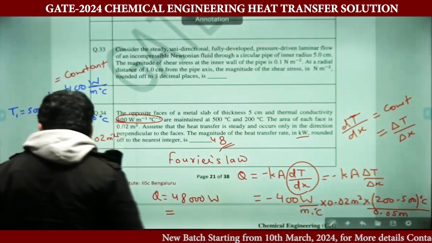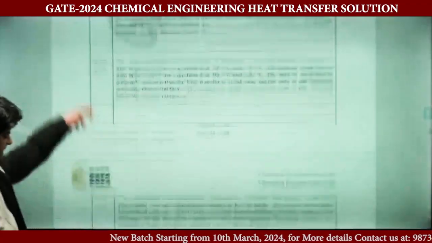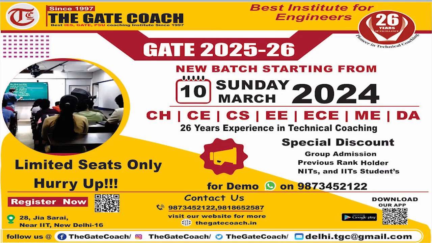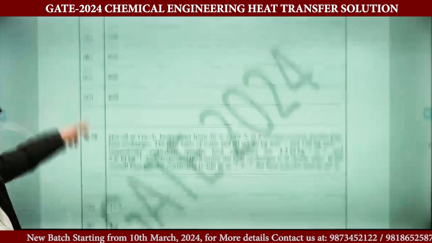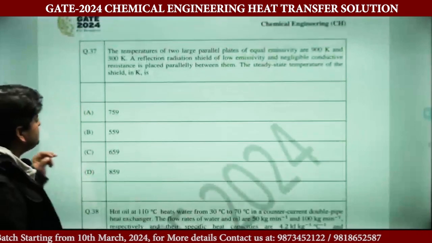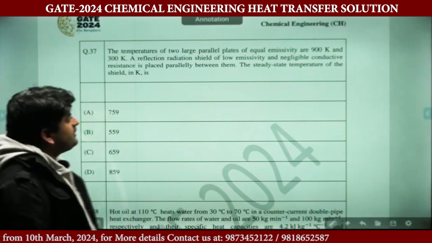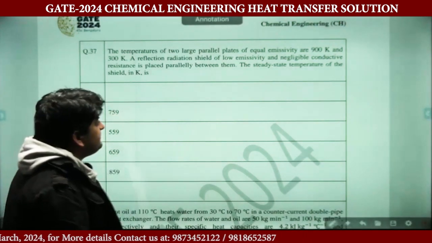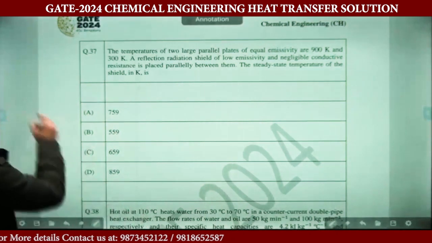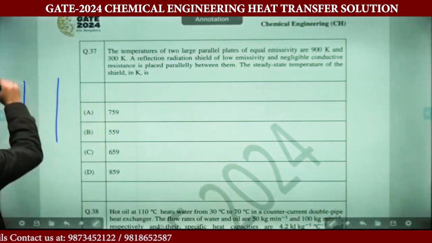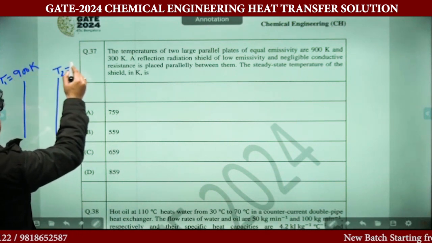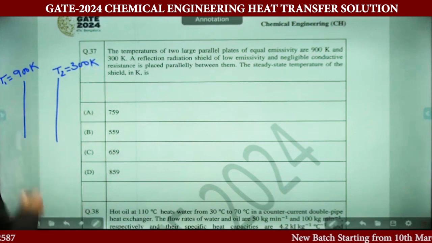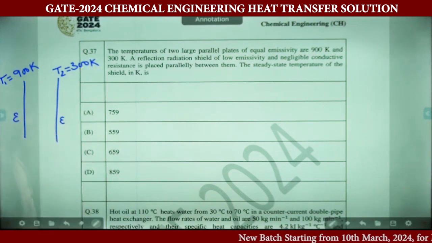Okay, now let's move to the next 2 questions of 2 marks each. One is 37 and the other one is 38. So first, let's talk about question number 37. The temperature of two large parallel plates of equal emissivity are 900 Kelvin and 300 Kelvin. So suppose these are the two parallel plates. First plate is at 900 Kelvin, second plate is at 300 Kelvin, having same emissivity, let's say epsilon.